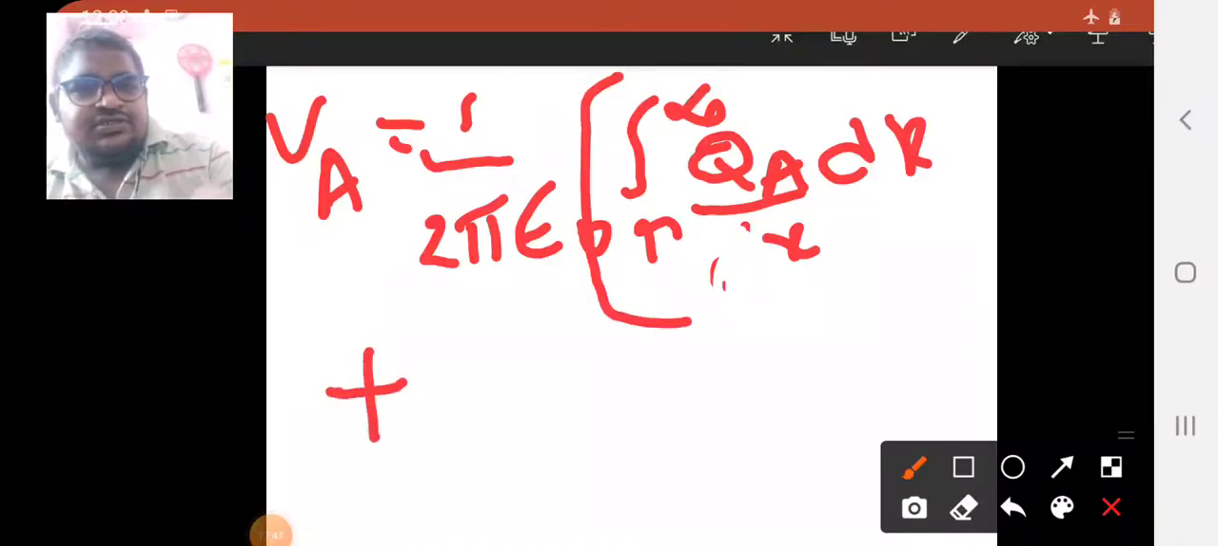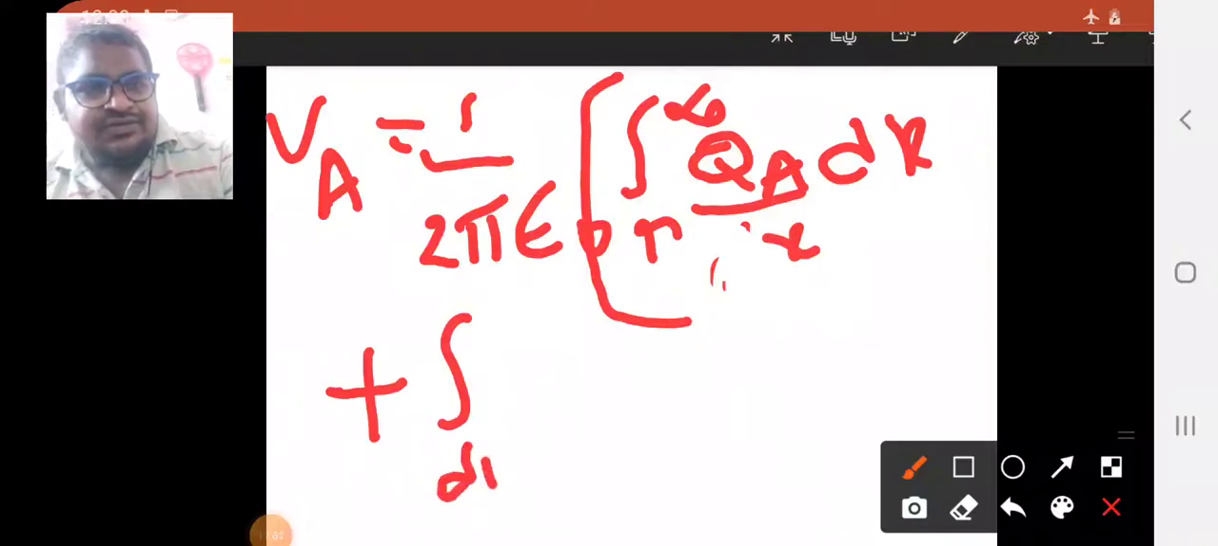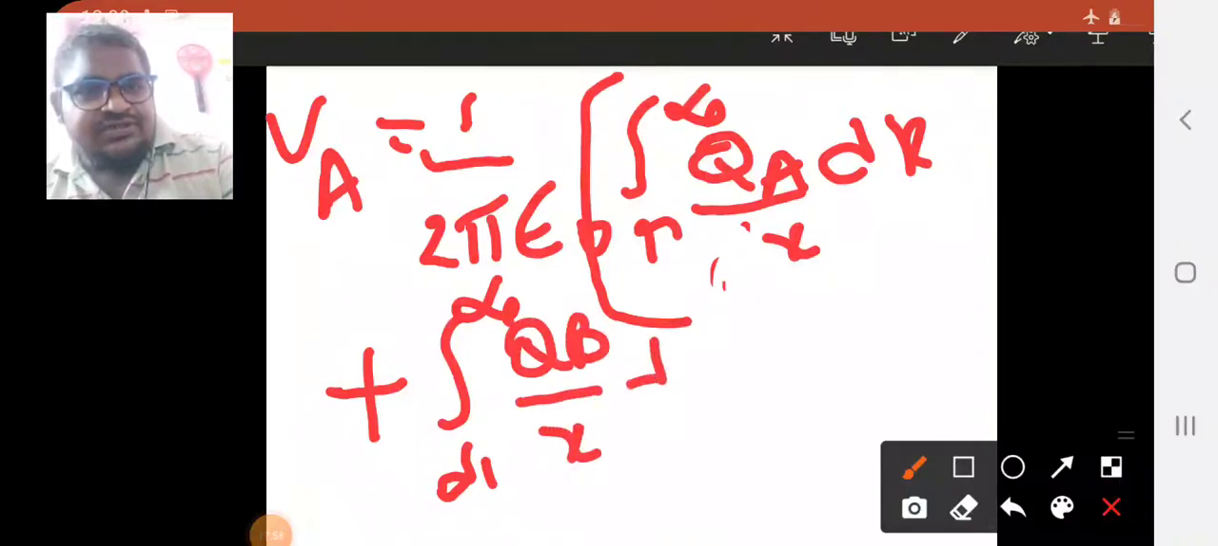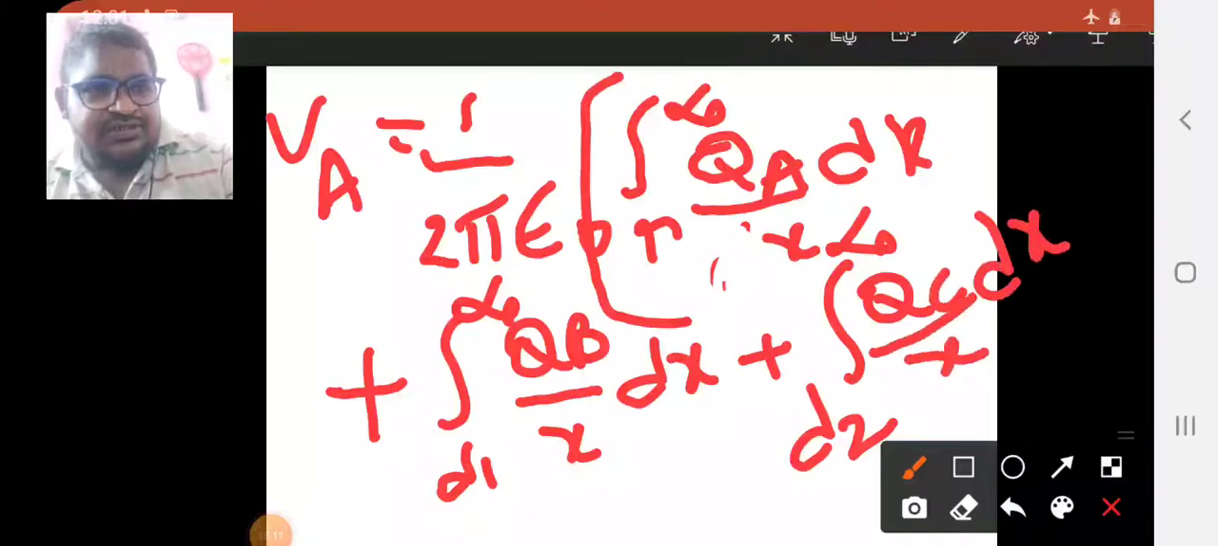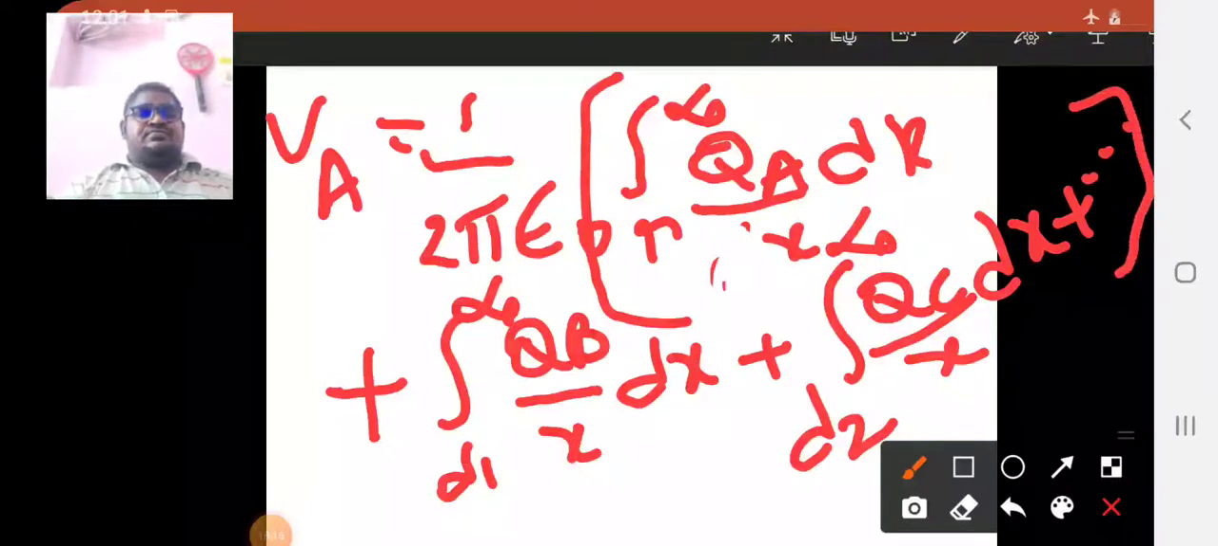plus integral d1 to infinity QB by x into dx plus integral d2 to infinity QC by x into dx plus so on. So now we do the integration.